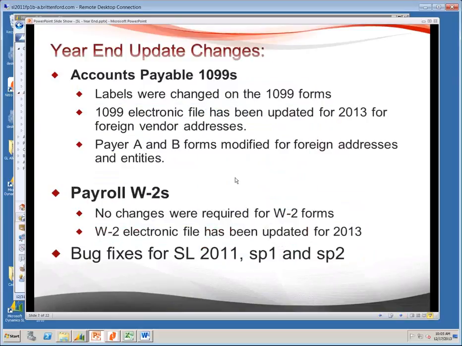As far as your year-end updates, as I said, your 1099s, there's some label changes that identify the foreign entities. The electronic filing has got an additional formatting for foreign vendor addresses, plus your payer A and B forms, again, have the foreign address for foreign entities. As far as your W-2s, the actual form itself hadn't changed, but the electronic filing has.